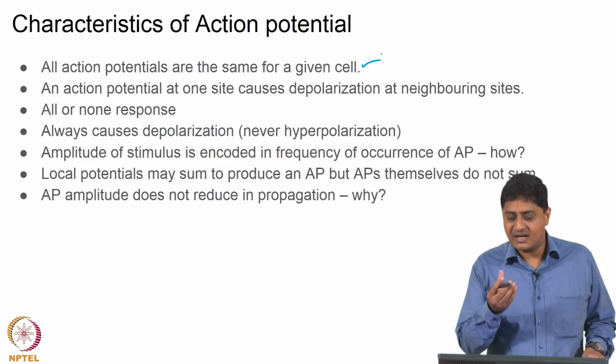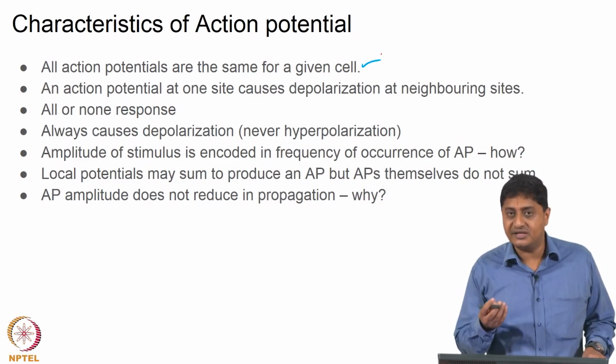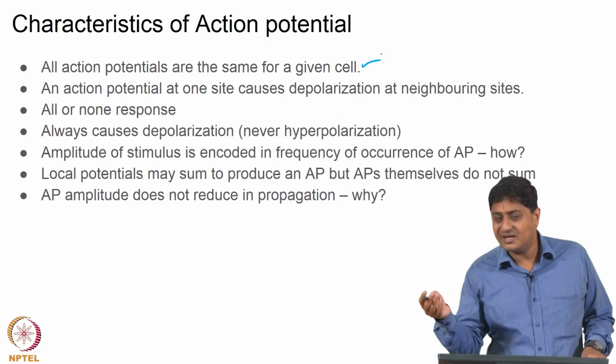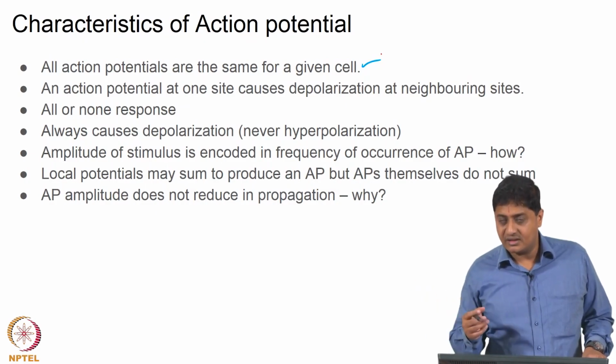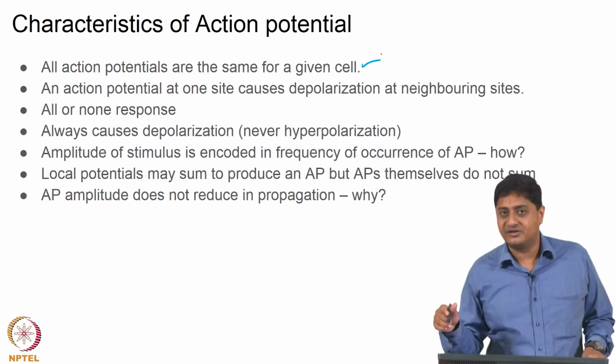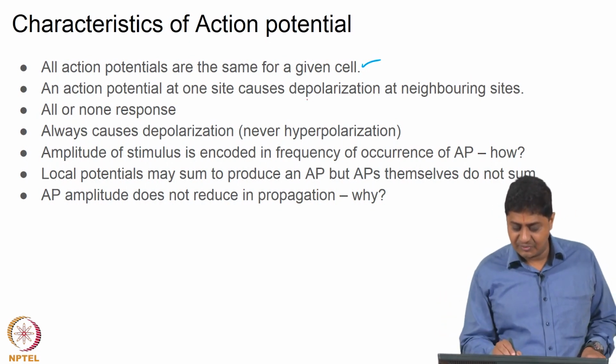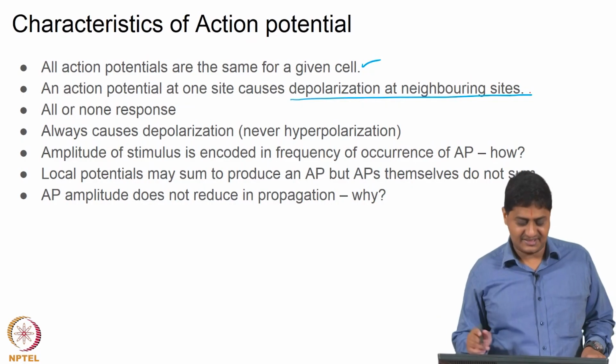There is just a lot of sodium entering inside. That diffusion of sodium causes the neighboring parts of the membrane to be depolarized, and the neighboring voltage gated sodium channels reach threshold, so they also open and a lot of sodium enters inside. So, action potential at one site causes depolarization at neighboring sites.